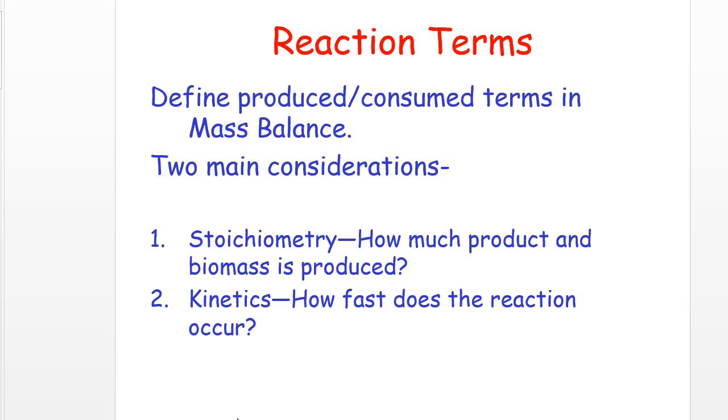So here we have different terms we can use, but there are two main considerations: the stoichiometry, in other words, how much do you get of a product from something reacting, such as biomass from feed. But also how fast it goes is necessary to know to make a good model.